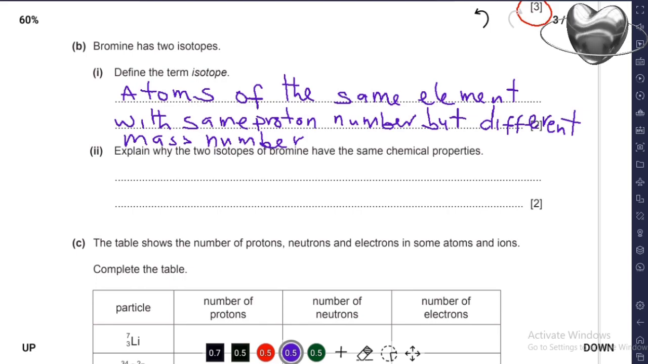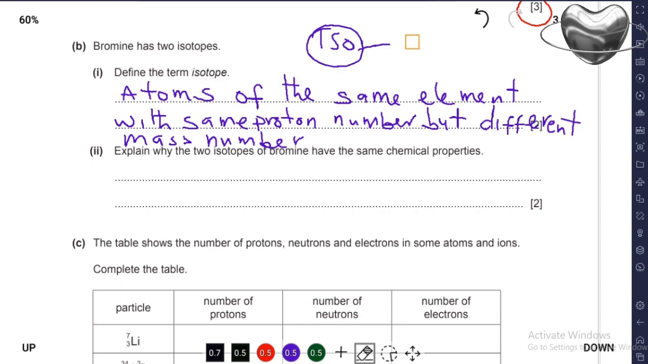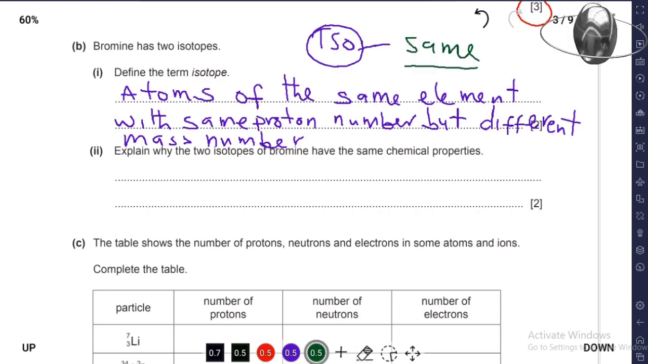What is an isotope? When we look at iso, this suffix means something must be the same. So here what is the same are the proton numbers but different mass numbers. Explain why the 2 isotopes of bromine have the same chemical property. The reason is very simple. When chemical substances have the same number of protons, they will have the same chemical properties.